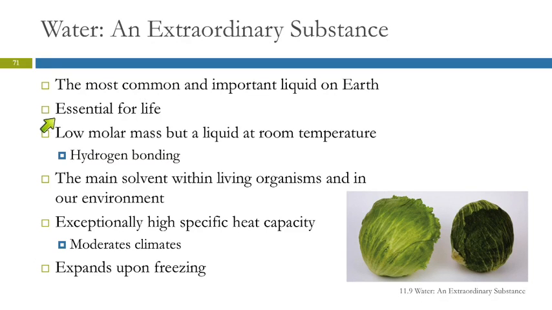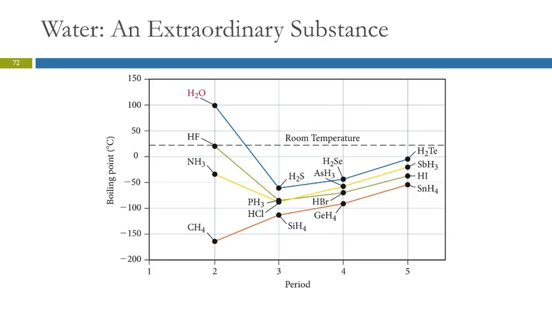So I think we all recognize that water is essential for life. It has a low molar mass, but it's a liquid at room temperature. And that is due to the hydrogen bonding. I think I've got a graph here. Yeah, this is a more elaborate graph of one we looked at earlier. So this is looking at boiling points versus periods on the periodic table. And so here we have the group 4 elements bonding with hydrogen. And we see this nice, pretty much straight line. There's a nice trend here.